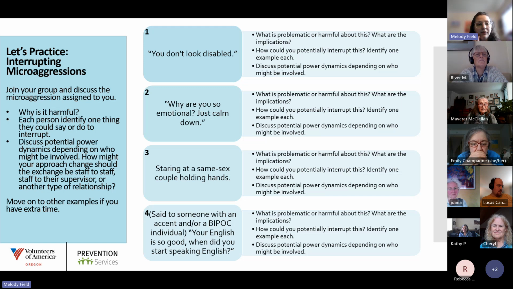So here's an opportunity for folks to practice interrupting. I will break folks out into groups again, groups of 3 to 4, and give you an opportunity to work through either one or a combination of these scenarios. And we encourage you to think about why the situation is harmful, thinking about one thing you could say or do to interrupt, and then also thinking about potential power dynamics depending on who might be involved, how your approach might change, and who the interaction should be between if it's relevant.